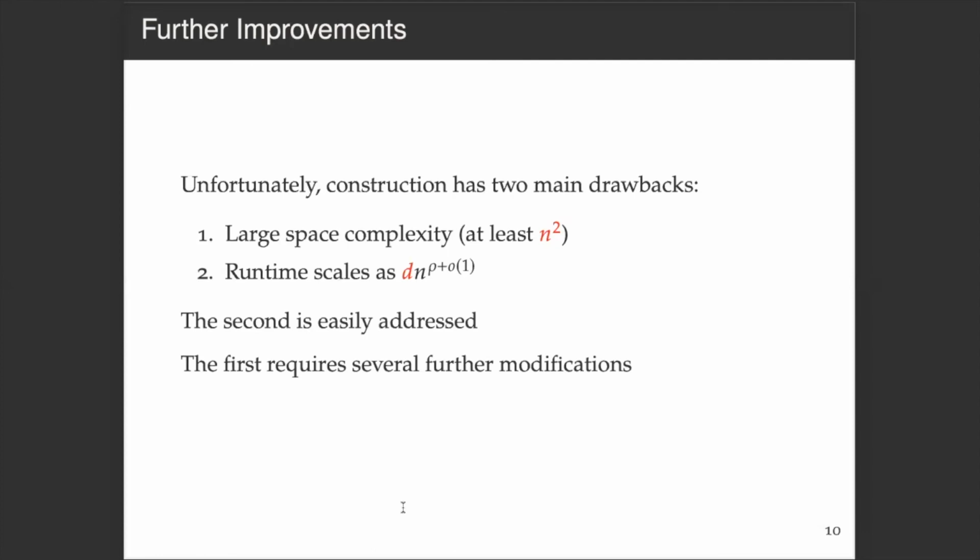And the second, somewhat minor point is that the embedding time of the data structure scales roughly as d times n to the rho for some rho less than 1. Whereas what you would ideally expect is a decoupling between the terms that depend on the dimension and the term that depends on the number of data points in the embedding set. It turns out that the second problem is not a significant issue, and it can be easily addressed. The first problem requires several further modifications to the approach that I've just described.